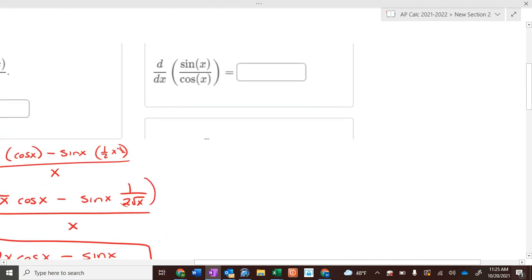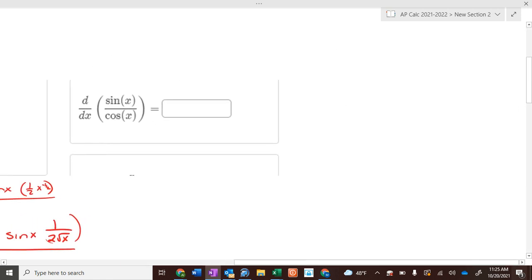What's sine over cosine? Tangent. But we're going to do this by the quotient rule before lunch, and then we're going to show you the tangent after lunch. All right, so here we go. What would the quotient rule for this be?